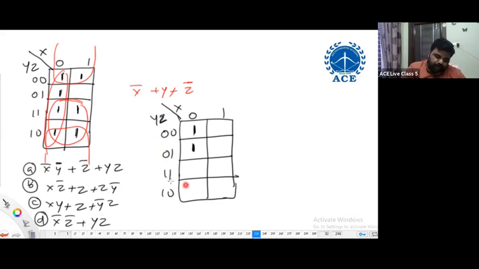Z bar. That means wherever Z is 0, there it must be a min term. So Z bar means the Z equal to 0 region is this one. Am I right? This is the Z region. Z equal to 0 region is what? This one. Any doubt in that? Z equal to 0, X is changing and Y is changing. That means these two min terms.